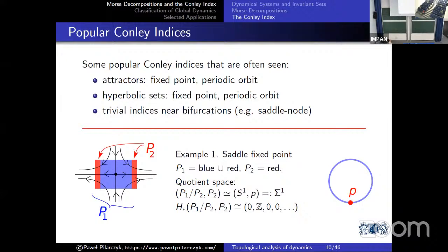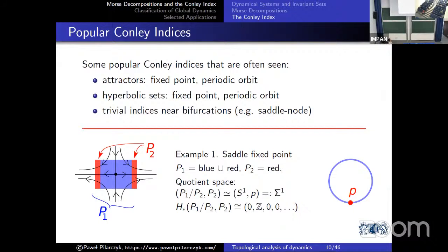If we have a fixed point, just like in the picture before, then let's see what the Conley index looks like. We take the quotient space of this large set P1, and the other part of the pair is P2, so it corresponds to topologically squeezing the exit set to a single point. We take a homotopy equivalent space, which will be just the circle with this specific point that originates from the exit set. And the relative homology means that we don't count this connected component to which the point P belongs. So the homology is 0 in terms of counting connected components, Z at the first position, which corresponds to this loop, and then zeros elsewhere.